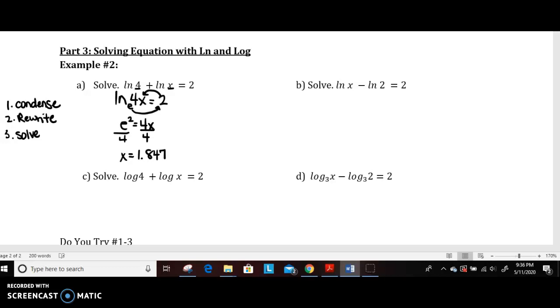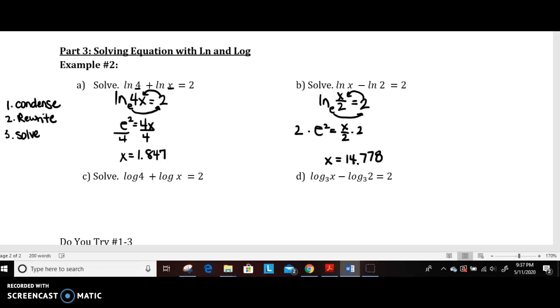Moving on to b, I've got a minus sign here, so I have division. If I'm going to rewrite this, I've got ln of x over 2 equals 2. It's got a base of e, so go ahead and write it as an exponential using the loop. e squared equals x over 2. So how do I solve this for x? Well, I have to multiply both sides by 2, and x is going to be 14.778.